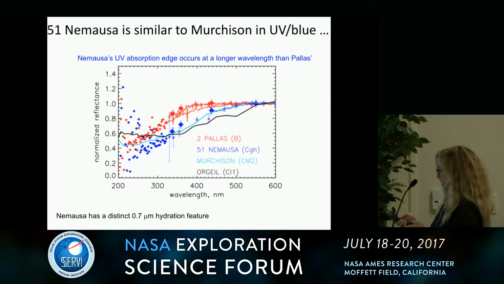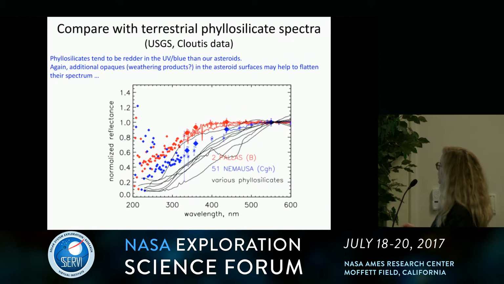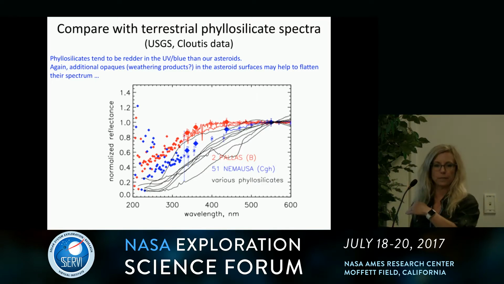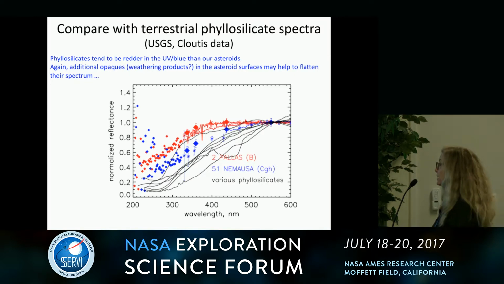So that's interesting. And then we can also compare with terrestrial phyllosilicates, such as those measured in the USGS lab and in Ed Cloutis's publications. A few of them are shown in black here compared to Nemausa and Pallas again. And similar to the chondrites, you can see that they have redder slopes in this spectral range, which means that their UV absorption edge, which is not obvious from this spectrum here, does exist, but it occurs at a much longer wavelength than the asteroids do.